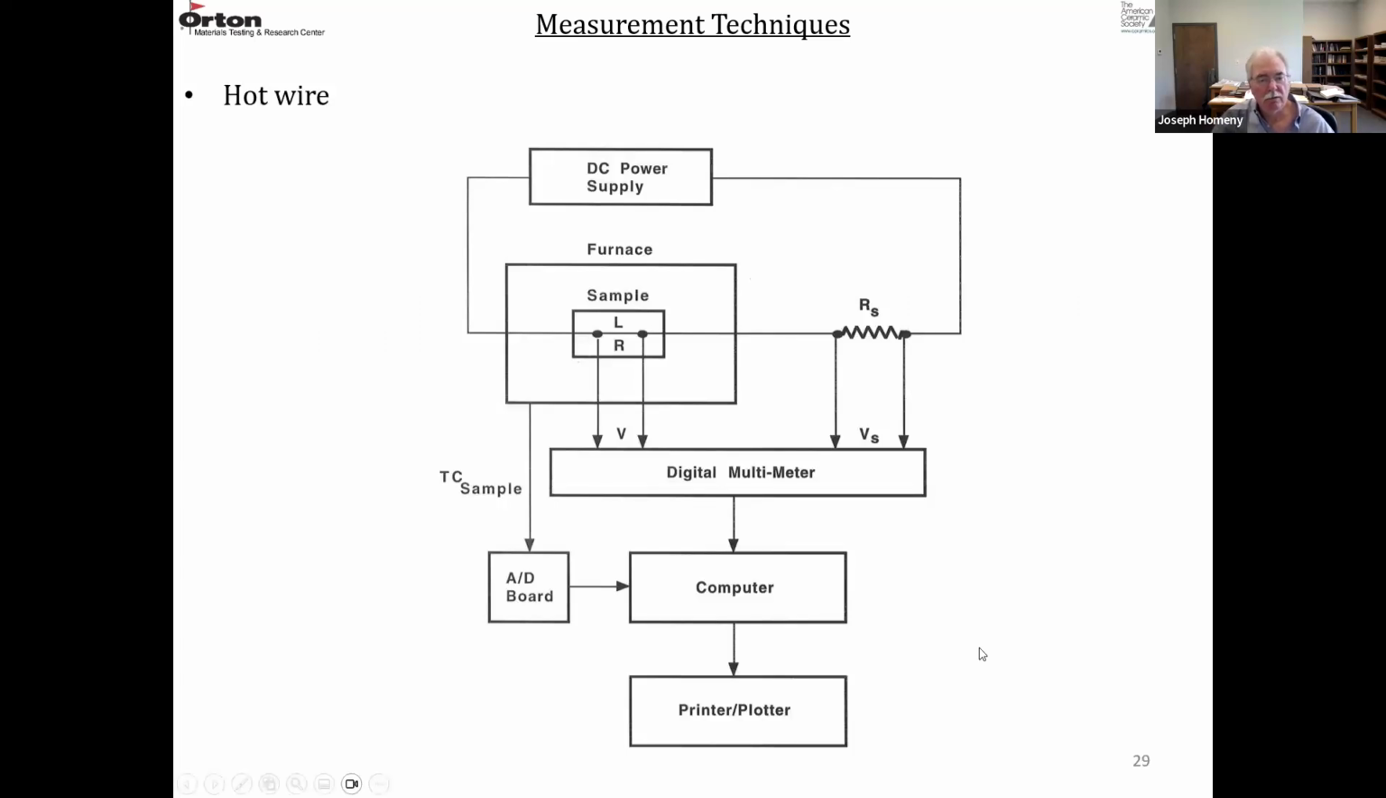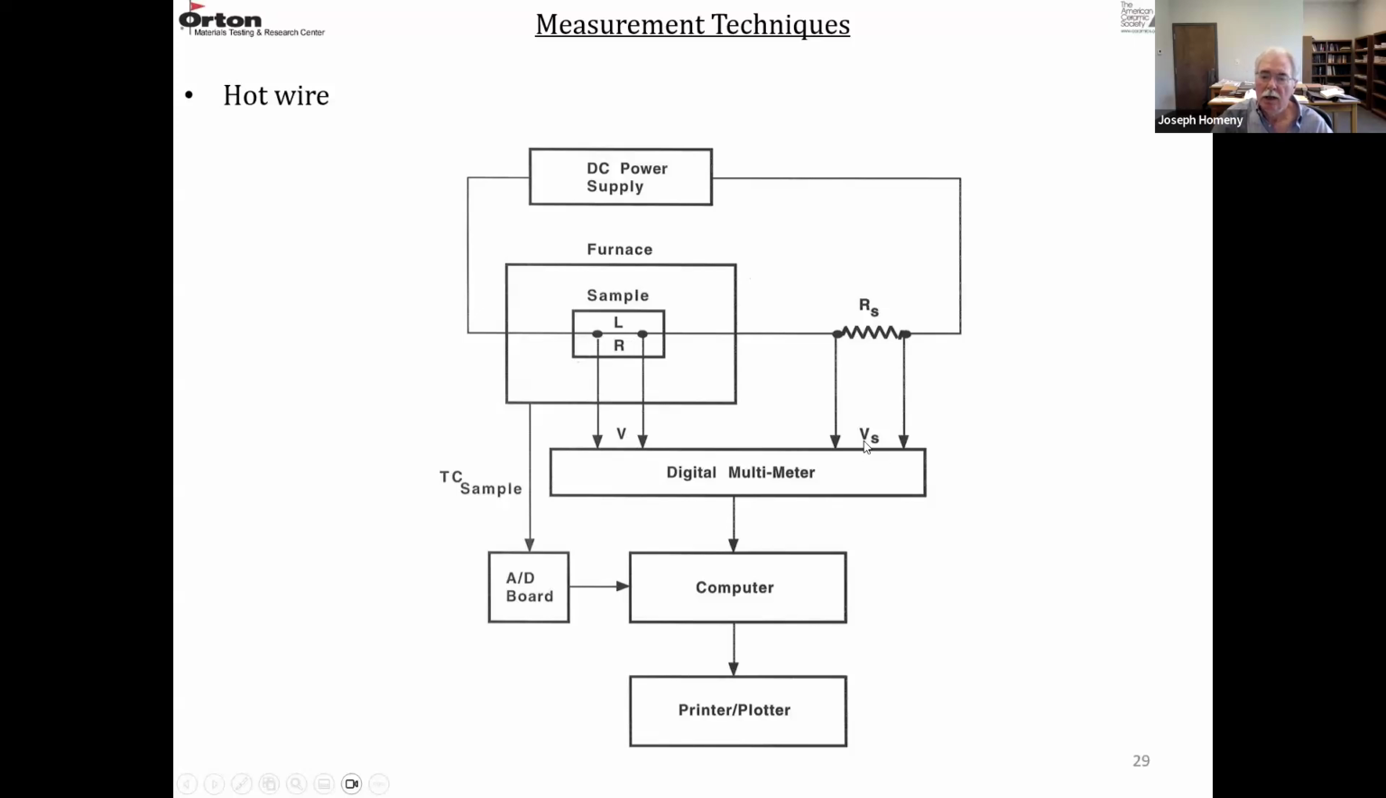So this is a schematic of the hot wire technique. You have a furnace. Inside the furnace is your sample. So it's two full-size bricks with a platinum wire between them. There's a gauge length where the measurement actually takes place. And there's voltage leads, platinum wires coming out, defining this gauge length. So you have to measure the gauge length L, and then you're measuring the resistance of this gauge length as a function of time as you heat the wire.